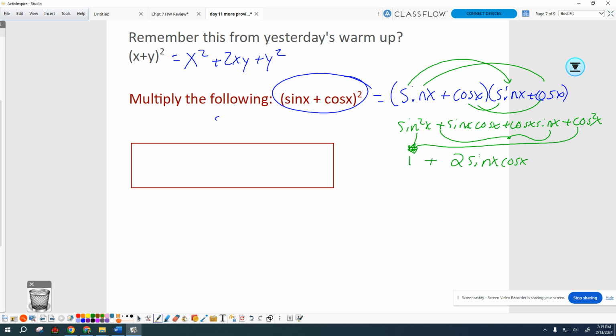What's the difference between 2 times 5 versus 5 to the 2? A lot. 10 versus 25.